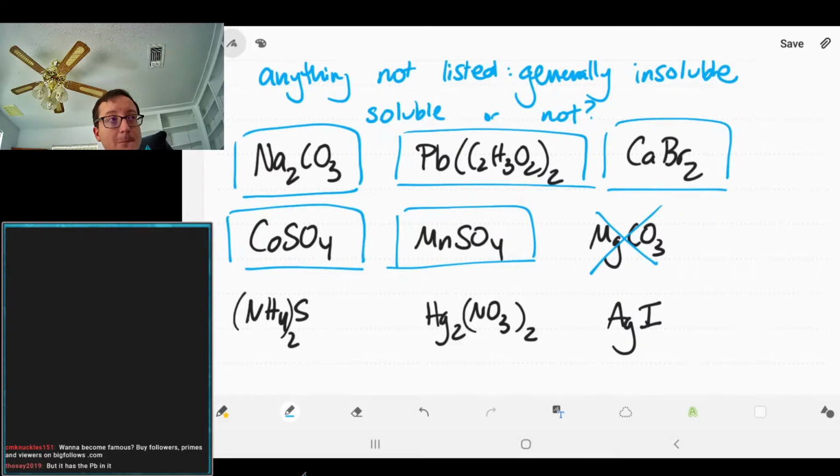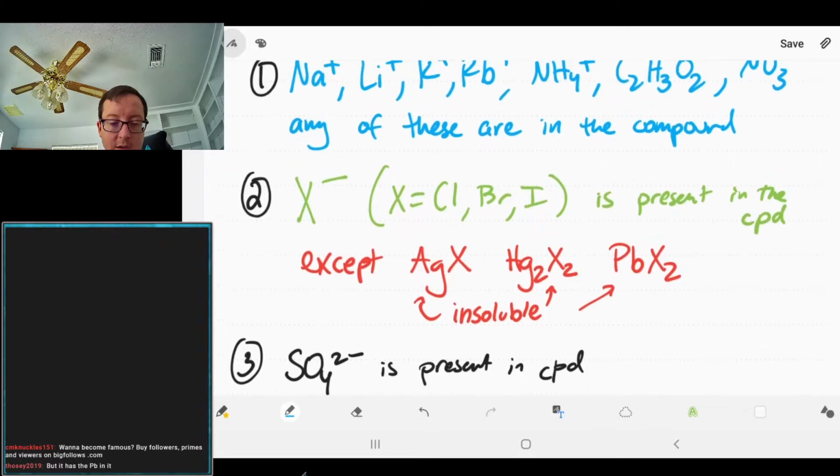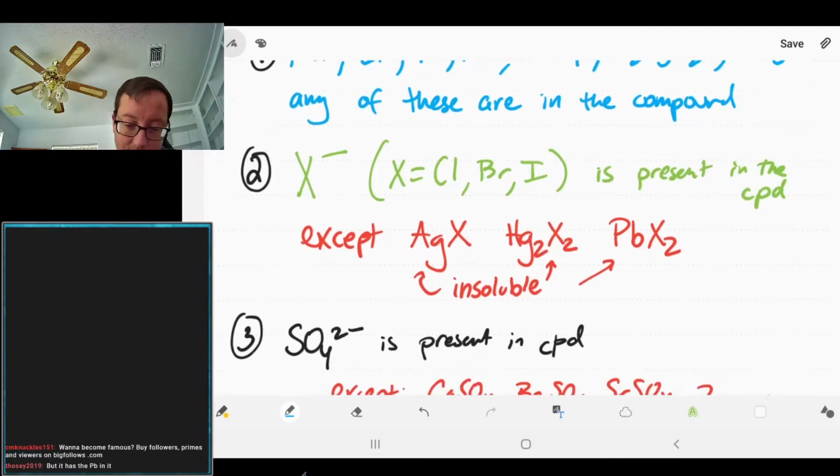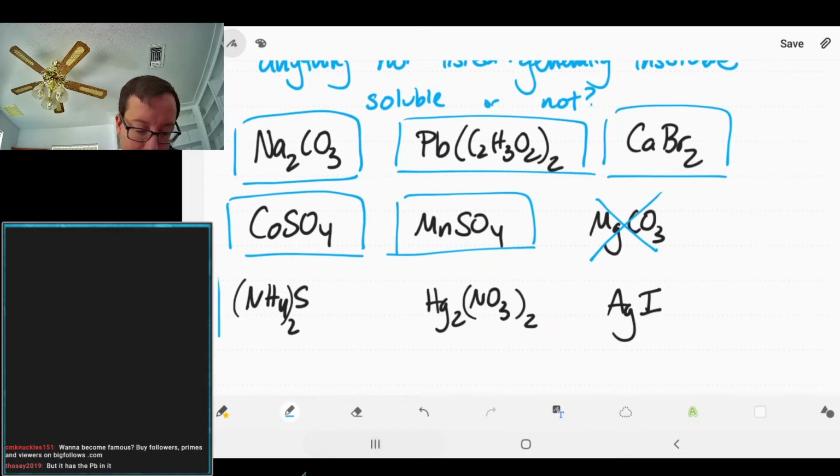Alrighty. Next, ammonium sulfide. Let's scroll up to our rules. Do we have a rule for sulfides? We don't, but we have a rule for ammonium. Anything that has ammonium will be soluble. End of discussion. We have ammonium here. It's soluble. No thinking necessary. It's got ammonium. It's soluble. Mercury 1 nitrate is next.